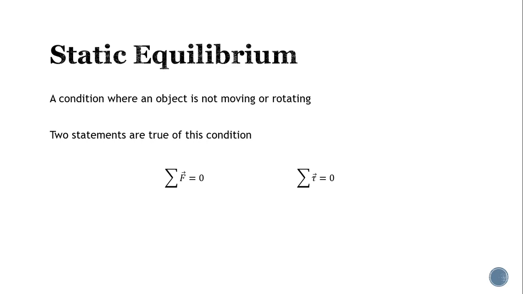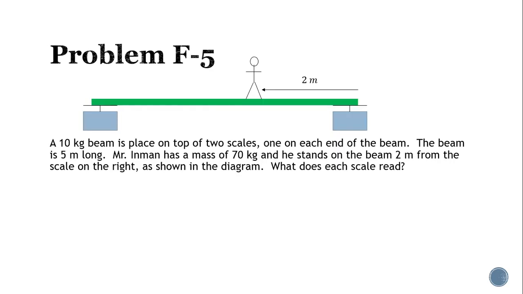Now there are two statements that must be true for static equilibrium: the sum of all forces equals 0, and the second one is the sum of all torques equals 0. The sum of all forces equals 0 means that in all three possible components, x, y, and z, all the forces add up to 0. And in torques, in any way you rotate the object, the net torque equals 0 around that axis of rotation.